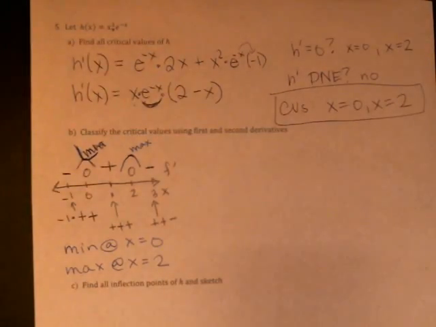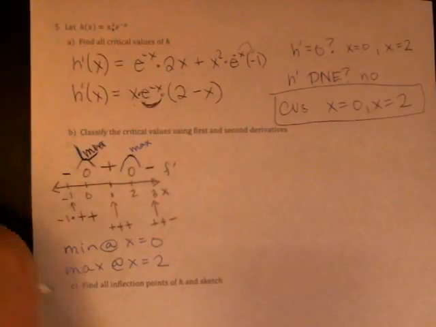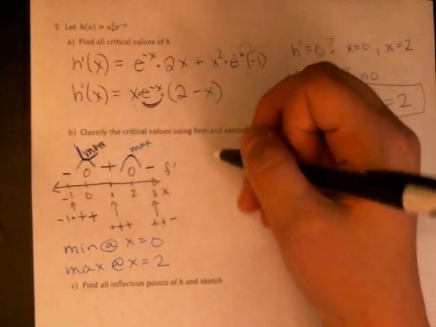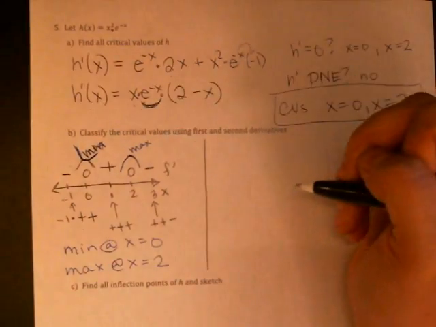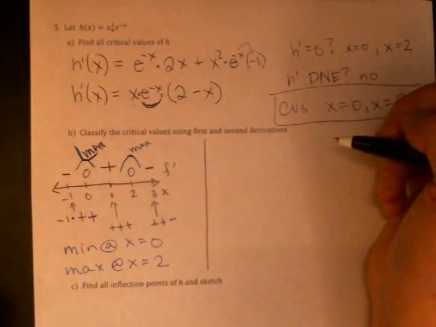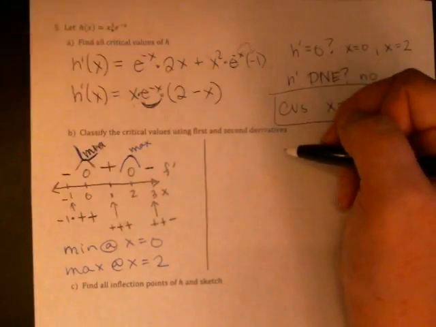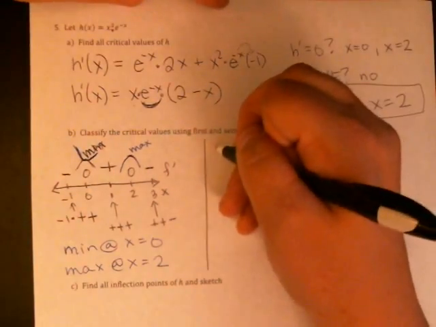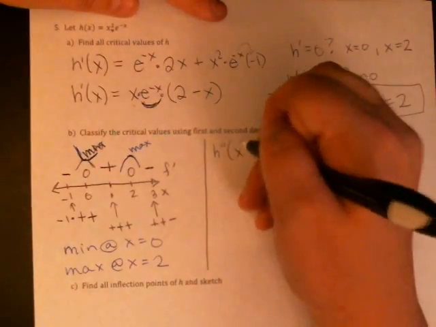Okay, so that's how the first derivative test looks for this. For either one, you're going to have to find the critical values. So this is the work specific to the first derivative. If we want to use a second derivative test, we first need to find the second derivative.